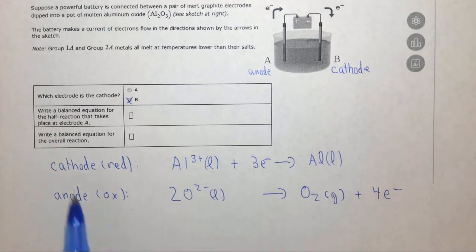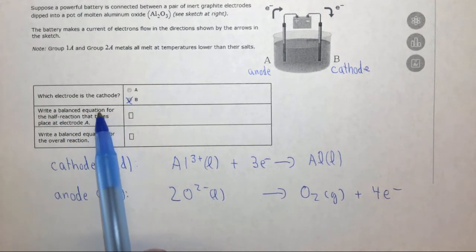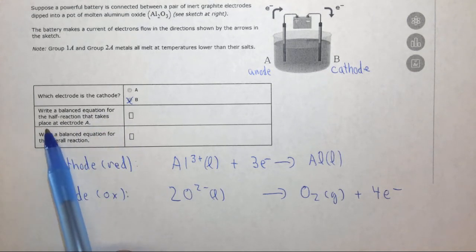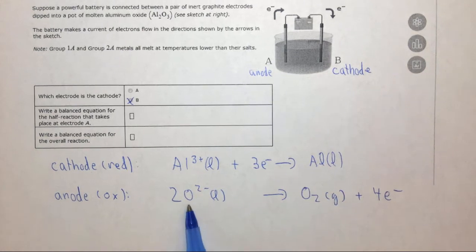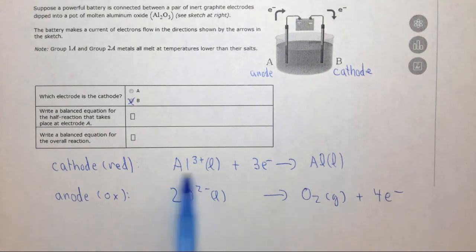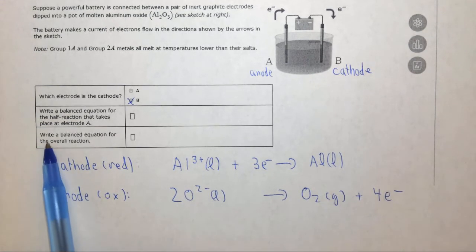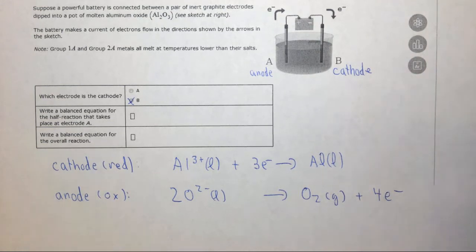So in the next question it says, write the balanced equation for the half reaction that takes place at electrode A. Well, electrode A is the anode where oxidation occurs, so this is the half reaction that takes place at electrode A. The final thing it says is write a balanced equation for the overall reaction.